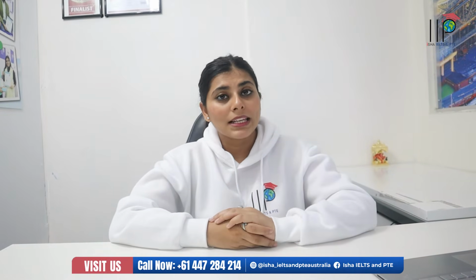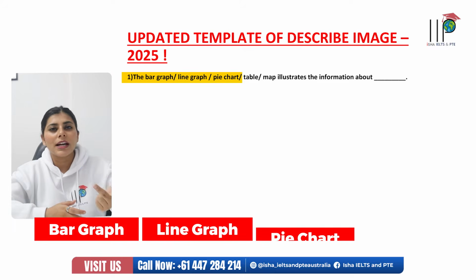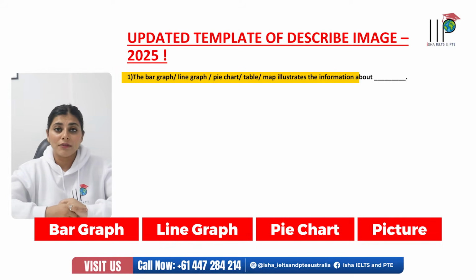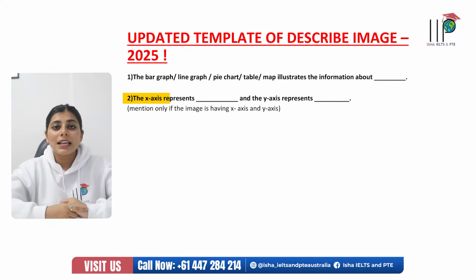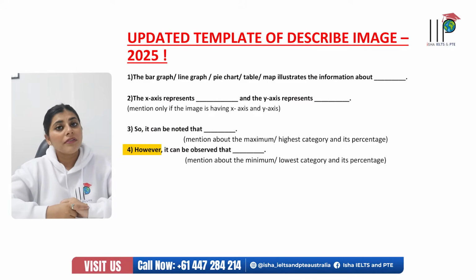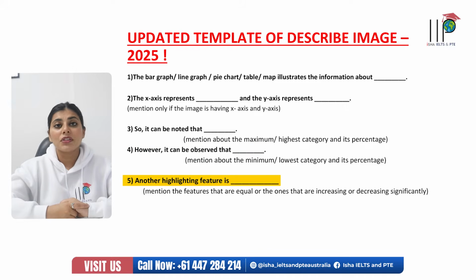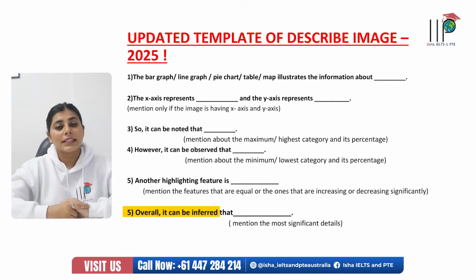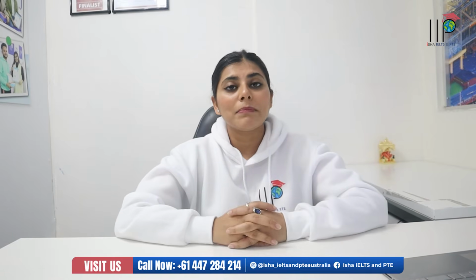So this template says the bar graph, line graph, pie chart or picture illustrates the information about. The x-axis represents and the y-axis represents. So it can be noted that, however, it can be observed that, another highlighting feature is, overall, it can be inferred that. If you find the word inferred difficult, you can even say, overall, it can be concluded that. Now let's discuss this template in detail.